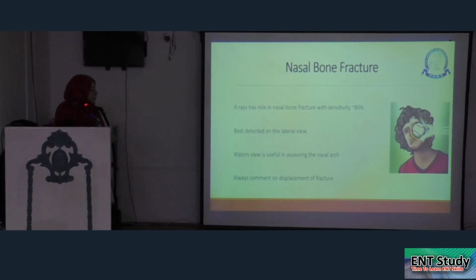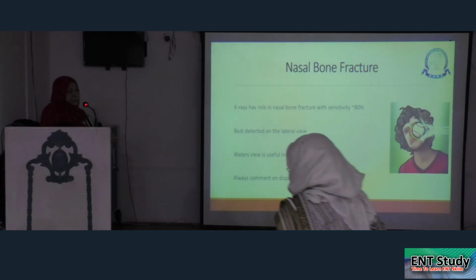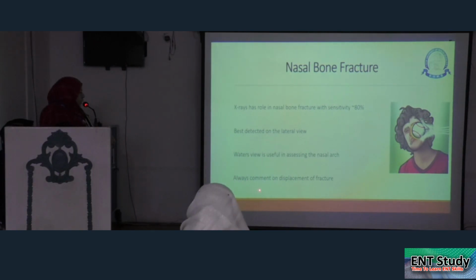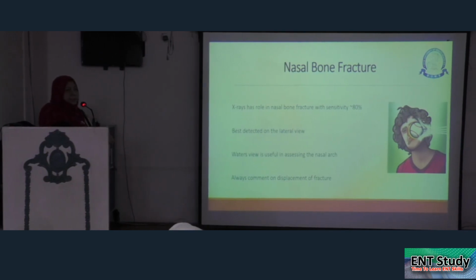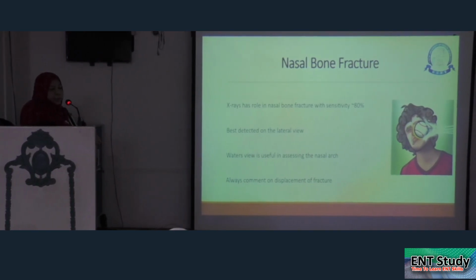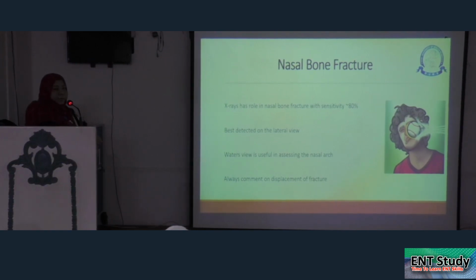Then the nasal bone fracture. The X-ray has a role, with a sensitivity of around 80%. It is best detected on the lateral view, and the water view will assess the nasal arch. When we report a nasal bone fracture, always comment on the displacement of the fracture, whether it is displaced or not, because it has an important role in the management of the patient.